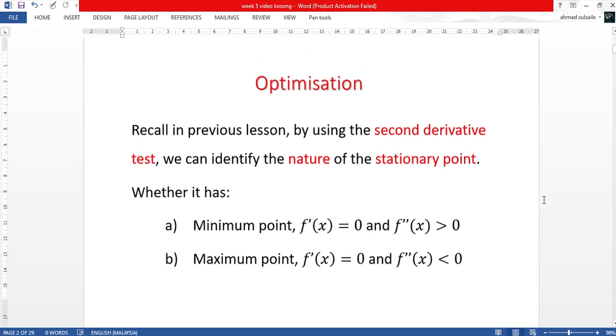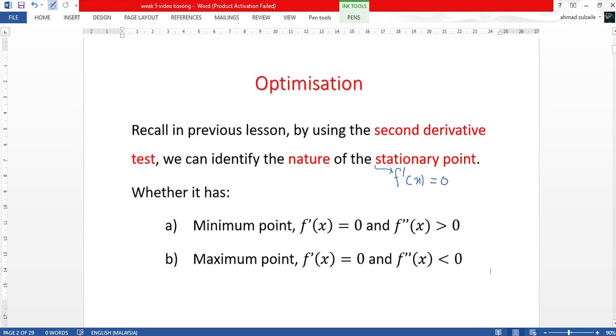Right, so optimization. Usually it is separated into two: either you try to minimize something, or second, you maximize. The basic understanding about this part comes from the previous chapter, chapter 4, where we can use the second derivative test to identify the nature of the stationary point. We know the stationary point is where your dy over dx, or y prime, or f prime x, equals 0.